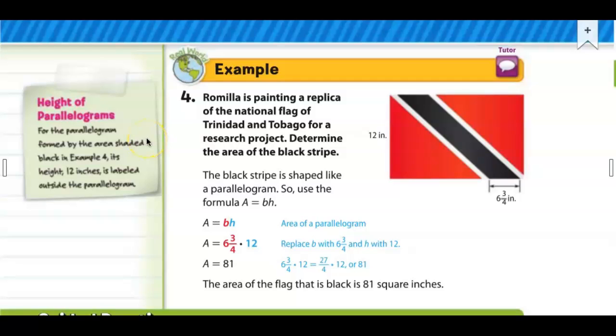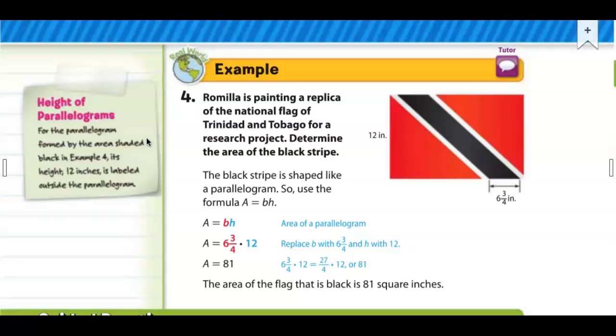Open your books to page 730. We're going to be reviewing the skills that are in Chapter 9, Lesson 6, finding the area of parallelograms, and we're also going to be focusing on problem solving using those skills.